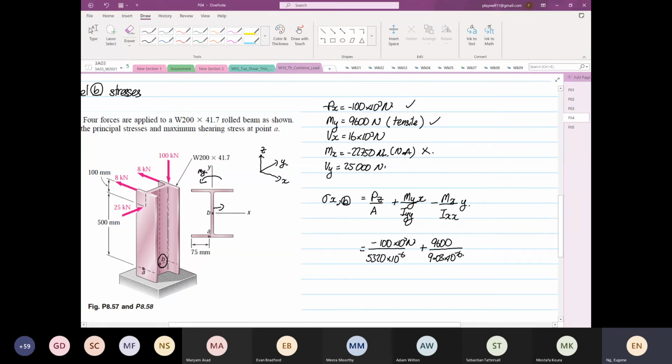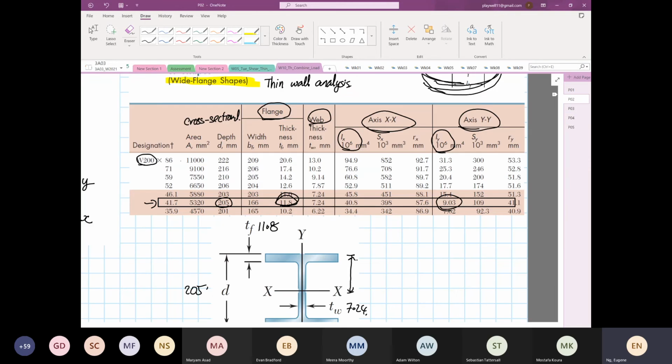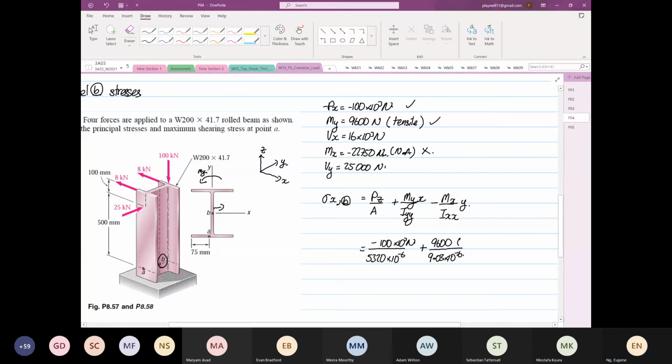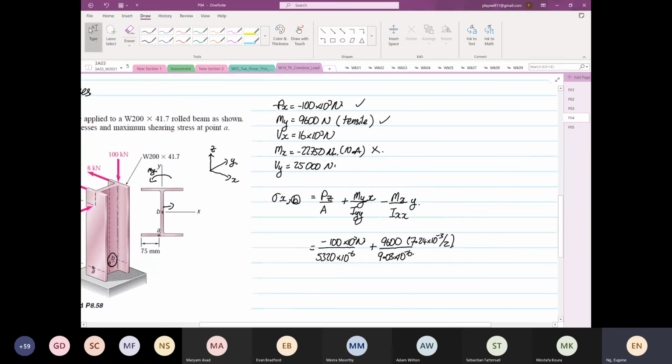So the thickness of the web. If we look at the web now, the thickness of the web is 7.24, right? You can see down here it is 7.24. So we go back there, 7.24 times 10 to the power minus 3 divided by 2. And then Mx, moment about x, the y distance is 0, so this is equal to plus 0.